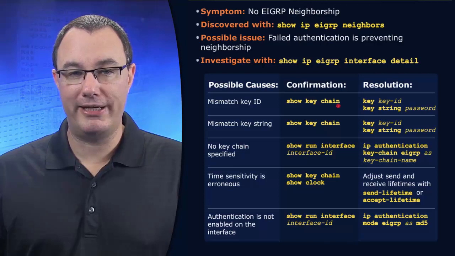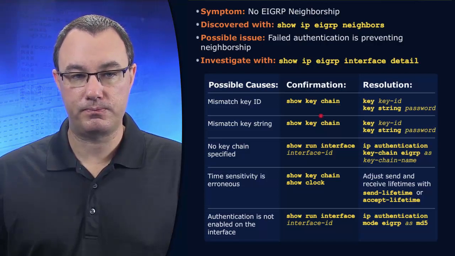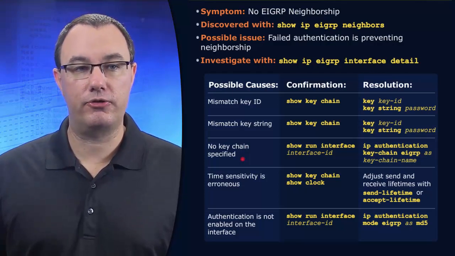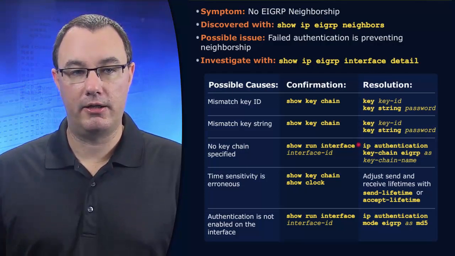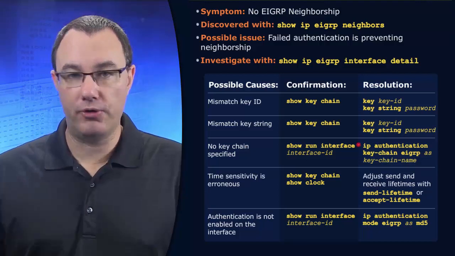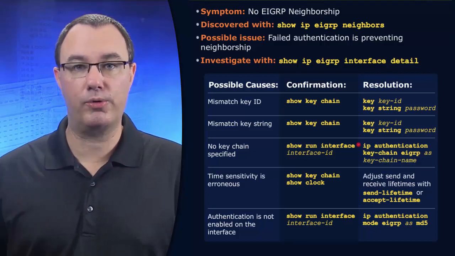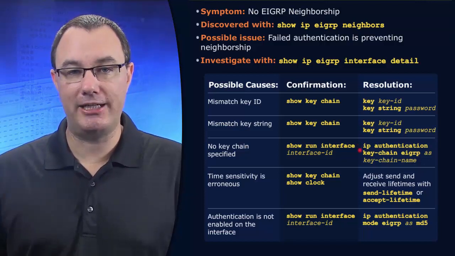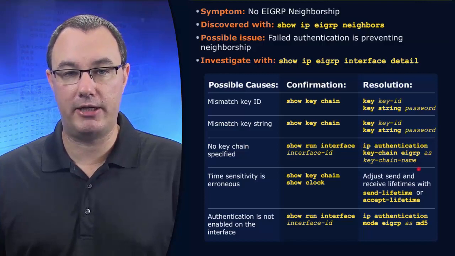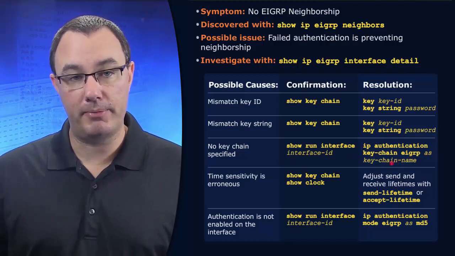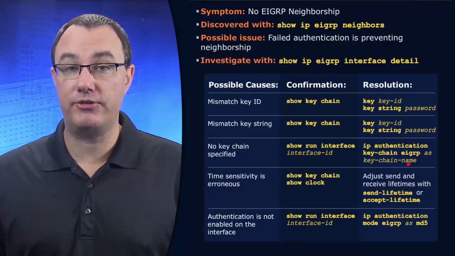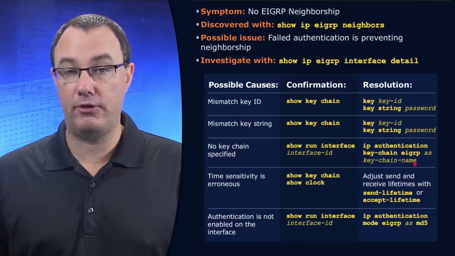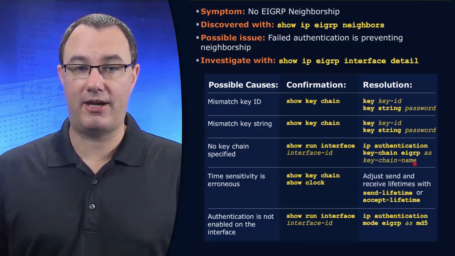There's two interface level components that make up the config, and there's the fact that we need the keychain specified. This doesn't turn on the authentication, but it references where we're going to get our authentication materials. IP authentication keychain EIGRP, autonomous system, keychain name. And what I like to do is copy and paste this keychain name, which is case sensitive, by the way. Makes it a lot easier to be sure that you're typing in the exact same thing when you're not typing at all.